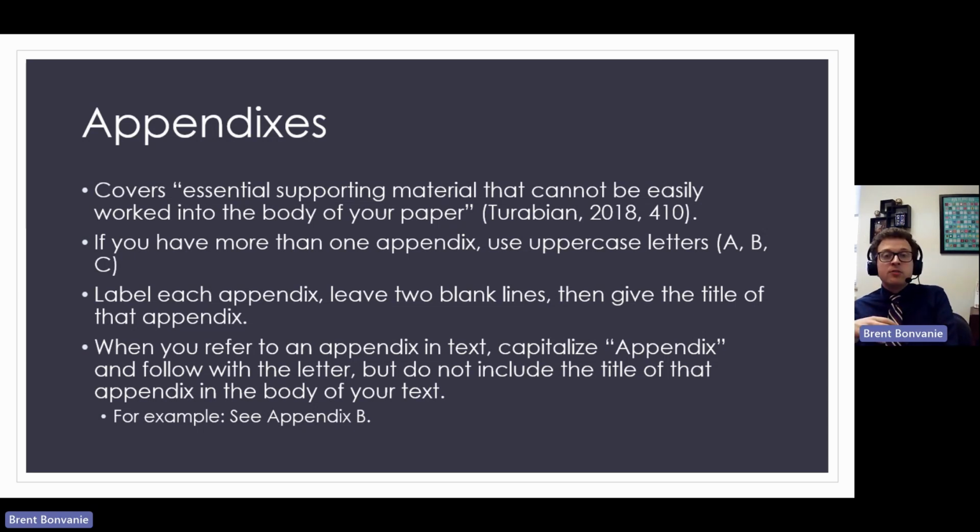If you have more than one appendix, use uppercase letters, Appendix A, Appendix B, Appendix C, and so on. Just like with the rest of your headings, you're going to leave 2 blank single-spaced lines afterwards. And whenever you refer to an appendix in your text, do that, Appendix A, Appendix B.